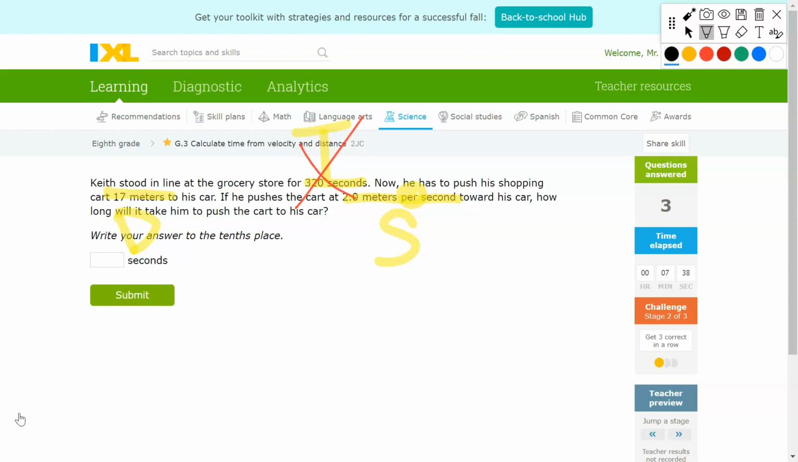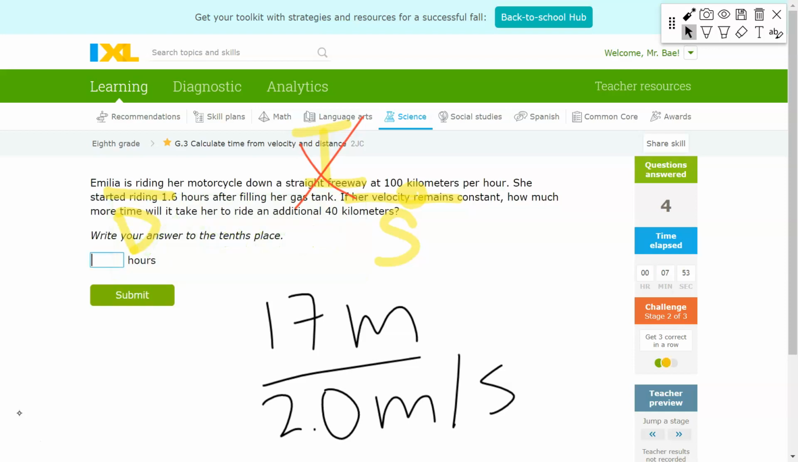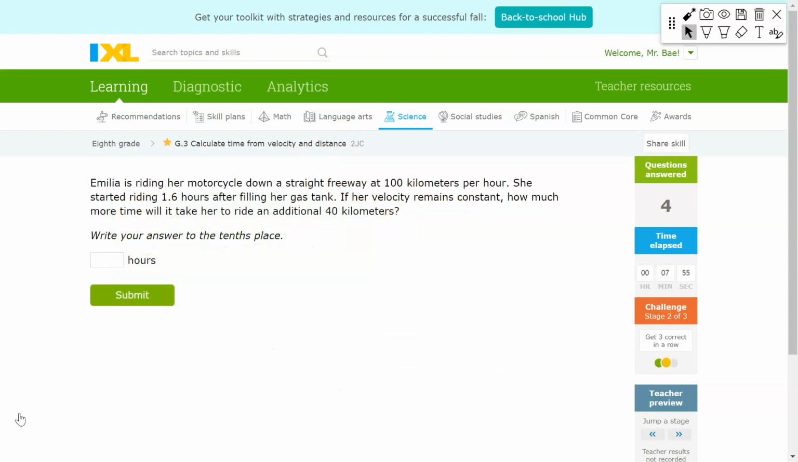Okay, so distance is 17 meters. Divide that by 2.0 meters per second. Your answer should be 8.5. Alright, moving on to the next one.